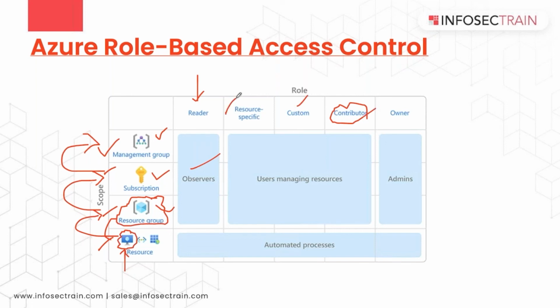You can create custom roles as well, and there are some resource-specific roles as well. Like for virtual machine, there is a role called virtual machine contributor, which is specifically applied to the virtual machine, nothing else. Or you can create your own custom roles. If you know how to write JSON, you can write your own roles. Then contributor means that if the machine was running, you can stop that virtual machine. That kind of thing you can do, but you cannot give someone else access.